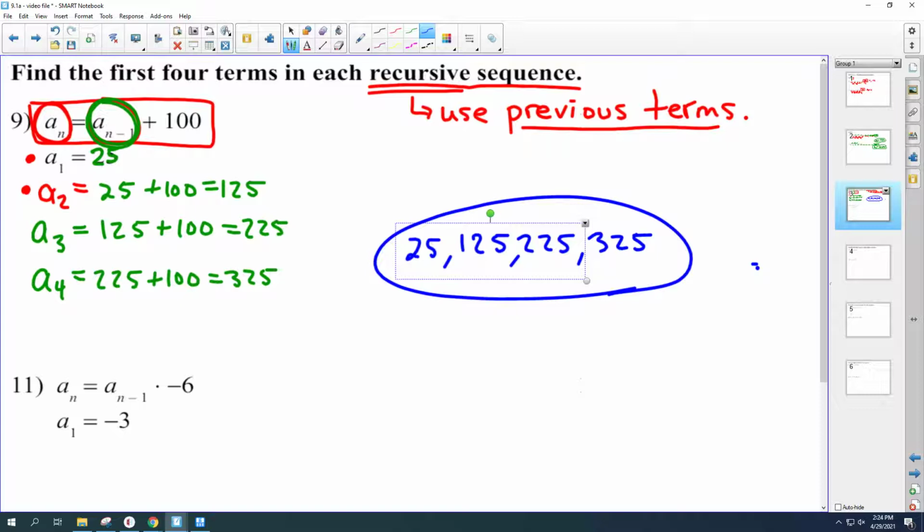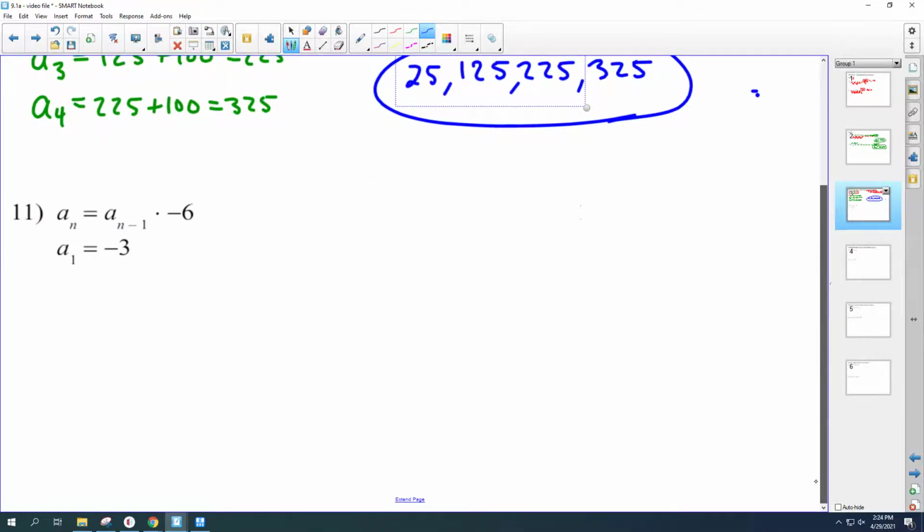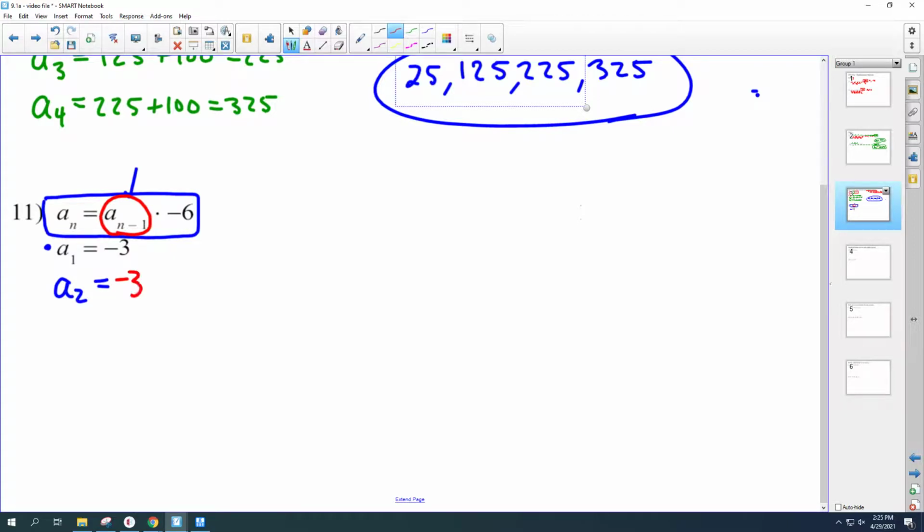Number 11, same thing. They give you this formula, but they also have to tell you where to start. If they don't tell you where to start, then we don't know what to do. But it's a recursive sequence, and you can tell it's recursive because they're using a previous term here. We want to find the second term. We already know the first term is 3. So what this says is we're going to take the previous term and multiply by -6. So we've got -3 times -6, and that's 18.